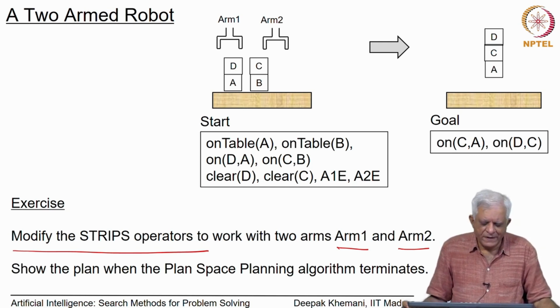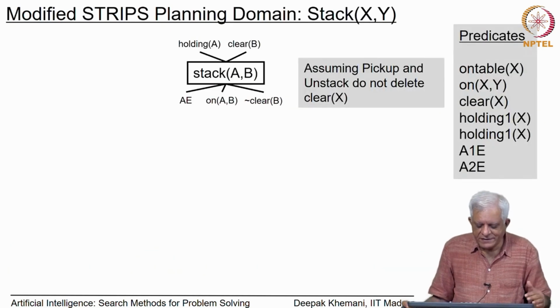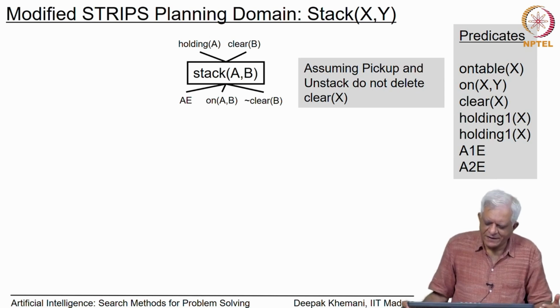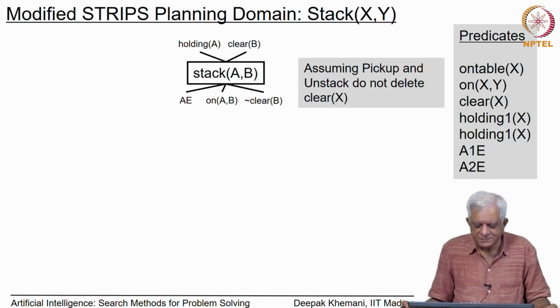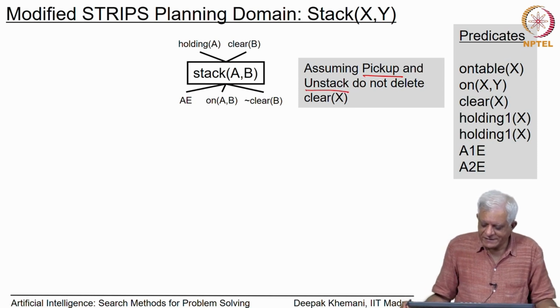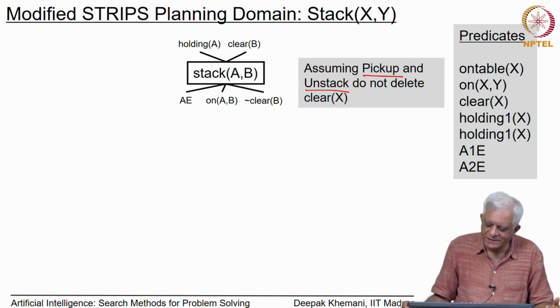Let me give you one brute force or simple method. Now here you have this stack operation. There is something that I have not emphasized during these talks on strips planning: when you, for example, pick up an object from the table or unstack it from another object, that object X, let us say, at the moment when you pick up or unstack, one of the preconditions is that the object must be clear.